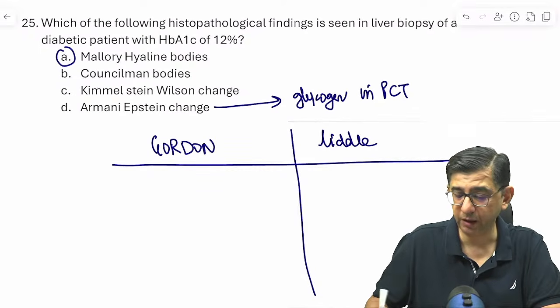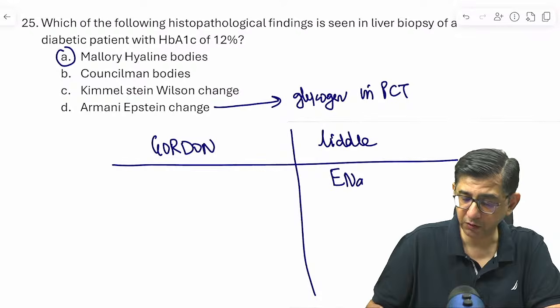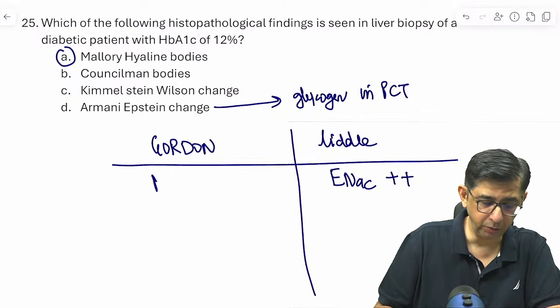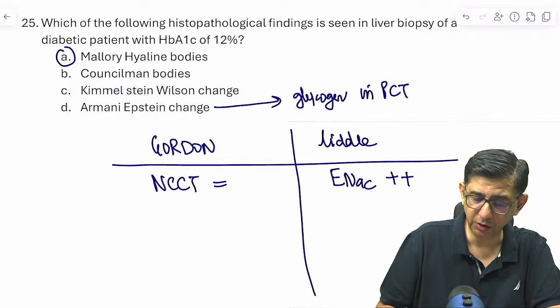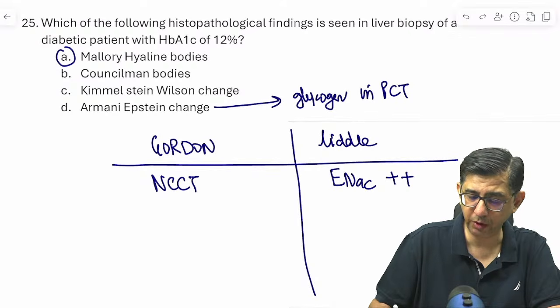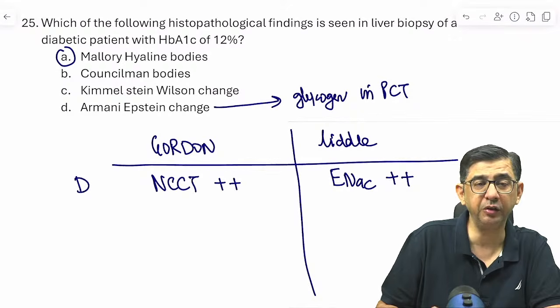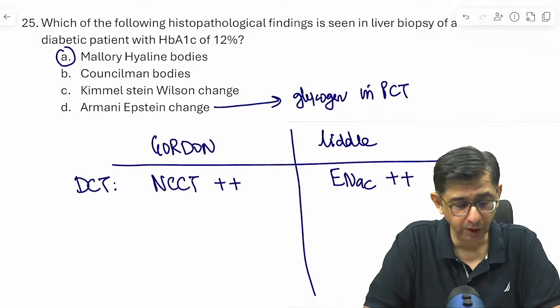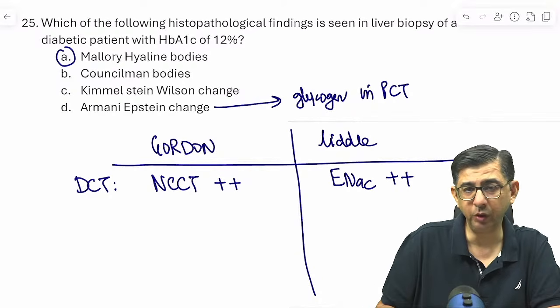Gordon versus Liddle. In Liddle, there is a gain of function of the epithelial sodium channel. It will be working more than normal. Whereas in Gordon syndrome, it is the sodium chloride co-transporter that will be working more than normal. The sodium chloride co-transporter is the same one that works in the distal tubule, and the effects of Gordon will be opposite of that of Gitelman syndrome. So in these patients, the sodium chloride co-transporter is working more.